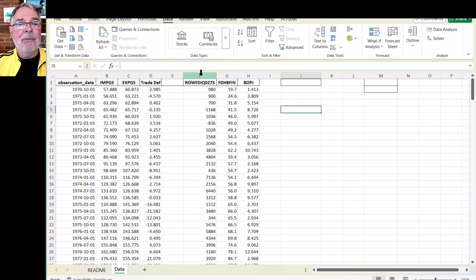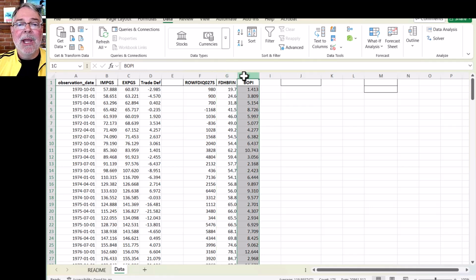And here we have ROW FDI, rest of the world FDI. We have foreign debt held by foreign individuals, FBIN, and we have balance of payments of investments, BOPI, right? Now, in writing a paper, we would probably want to give these a better abbreviation or label, which is what we call the name we put on a variable. But since these correlate, so you can go and look these up in FRED, we want to keep them here. All right, so here's the data I've got.